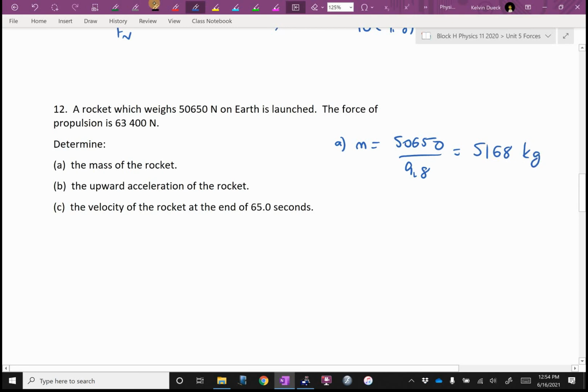Okay. B, the upward acceleration. Is there more than one force in this question? How do you know? I see 2 numbers with newtons next to them. So you know what this is a good job for? Here's your rocket. What are the forces acting on it? Get the obvious one.